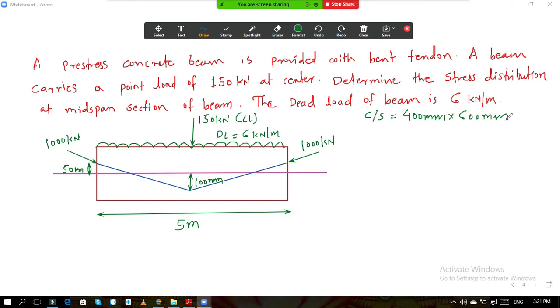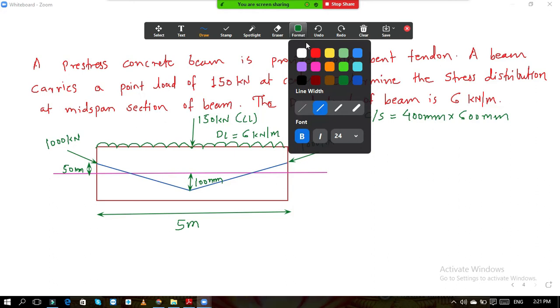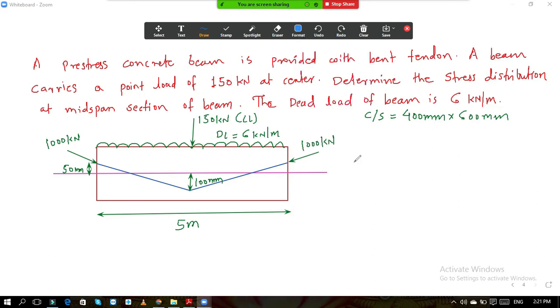So now we need to find out the extreme stresses at the midspan of the section. It is very easy to find out. First calculate the area, then calculate the value of Z. Then the eccentricity is also already given to you. Calculate the direct stress. So are you calculating it or not? Or are you waiting for me to solve?